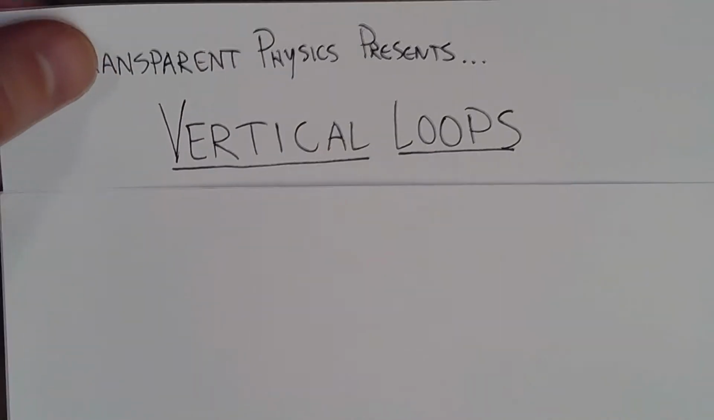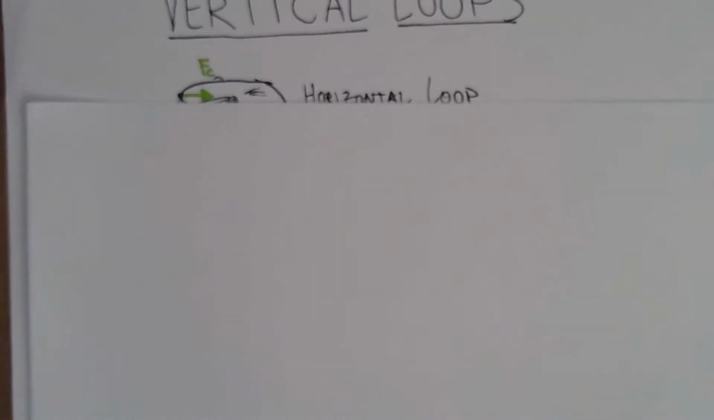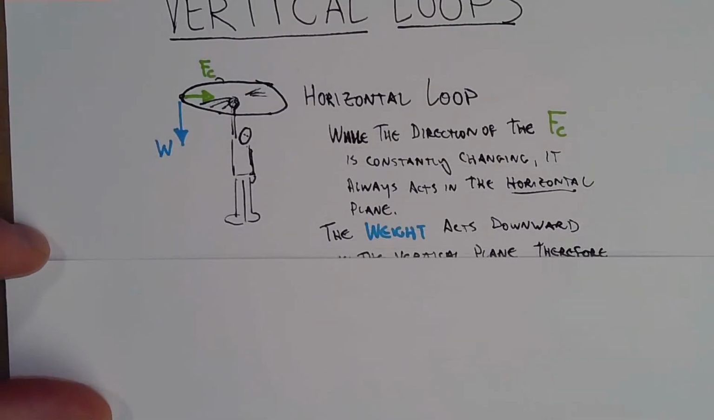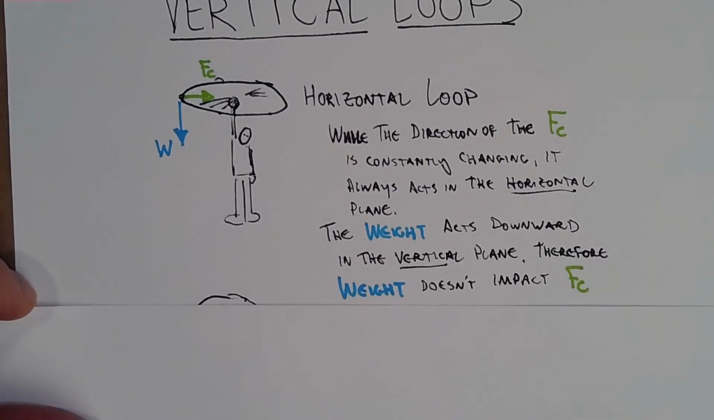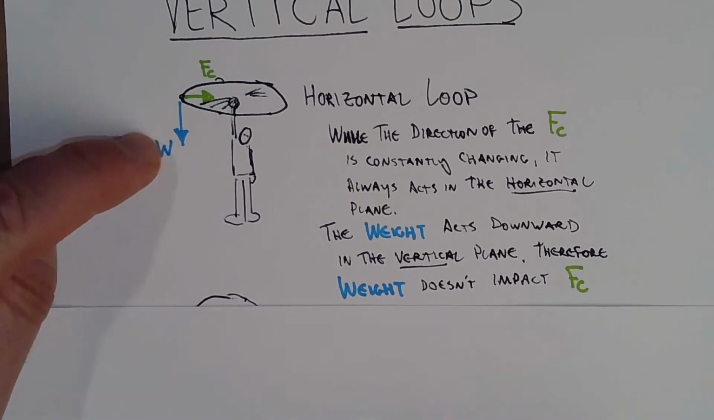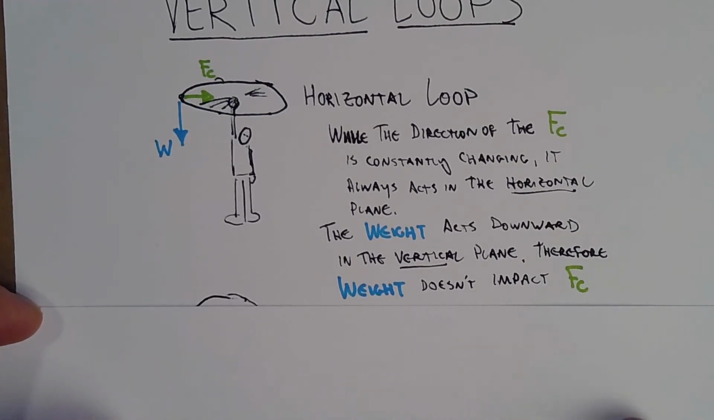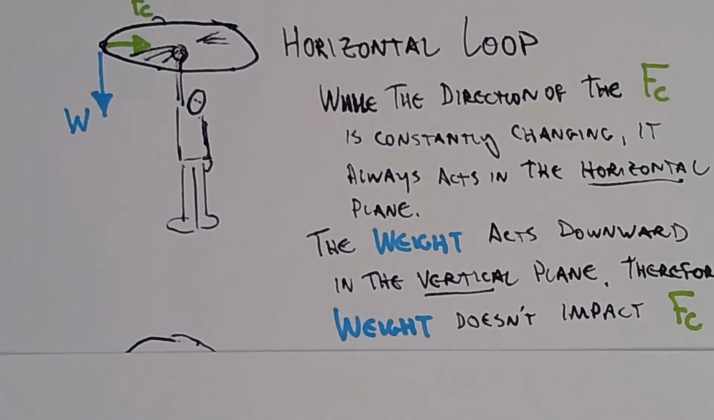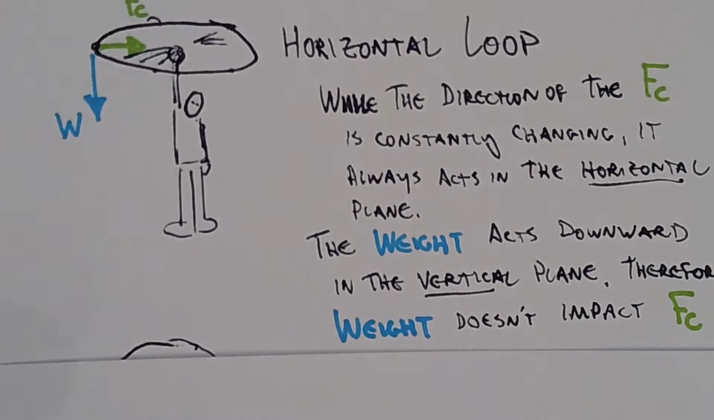So, what is a vertical loop? Well, let's start by saying what it's not. Let's focus on the idea of horizontal loops. A horizontal loop, I sometimes call it a helicopter loop. The idea is you're spinning it around in a horizontal circle. It's in the horizontal plane.